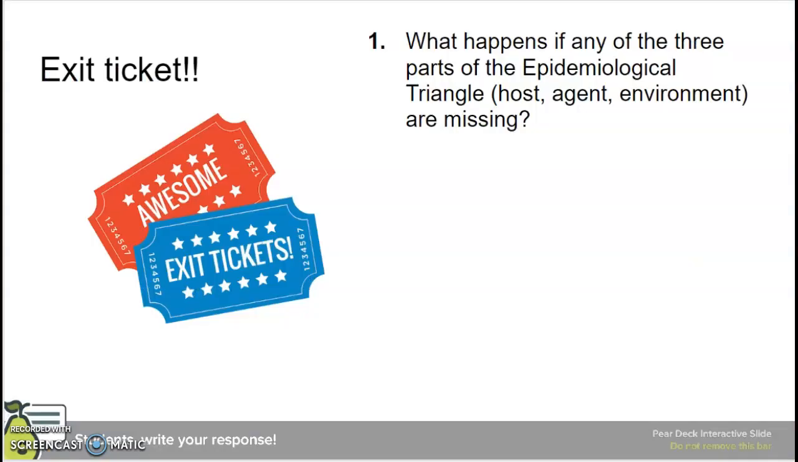And then finally, on slide 19, before you go, you're also writing on this slide your thoughts to this question: what happens if any of the three parts of the epidemiological triangle, the host, the agent, or the environment, are missing? And that is your lesson 1 slideshow.